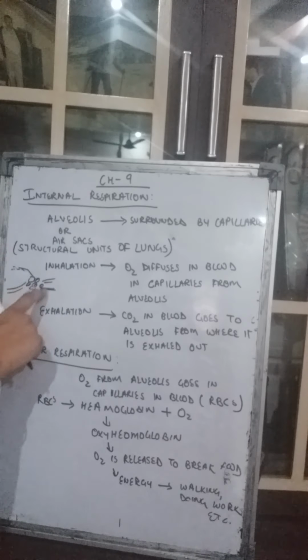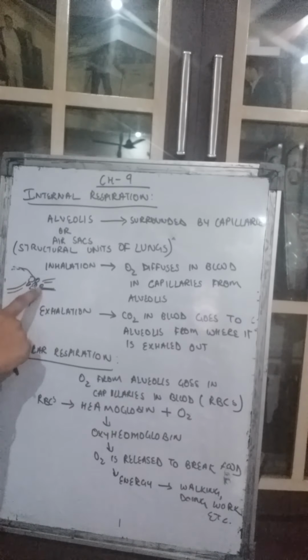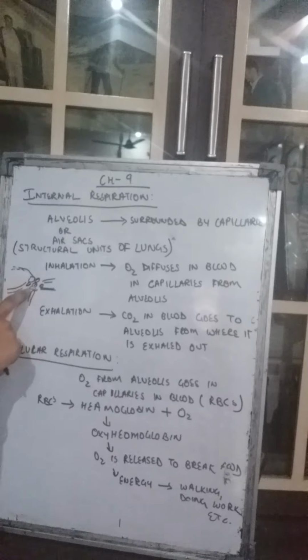So after the air sacs, the important part is the capillaries. These capillaries surround the air sacs or alveoli. From here the oxygen diffuses into the blood which is present in the capillaries. Okay, is that clear? So this is the internal respiration. Now we come to cellular respiration. The third part of respiration was the cellular respiration.